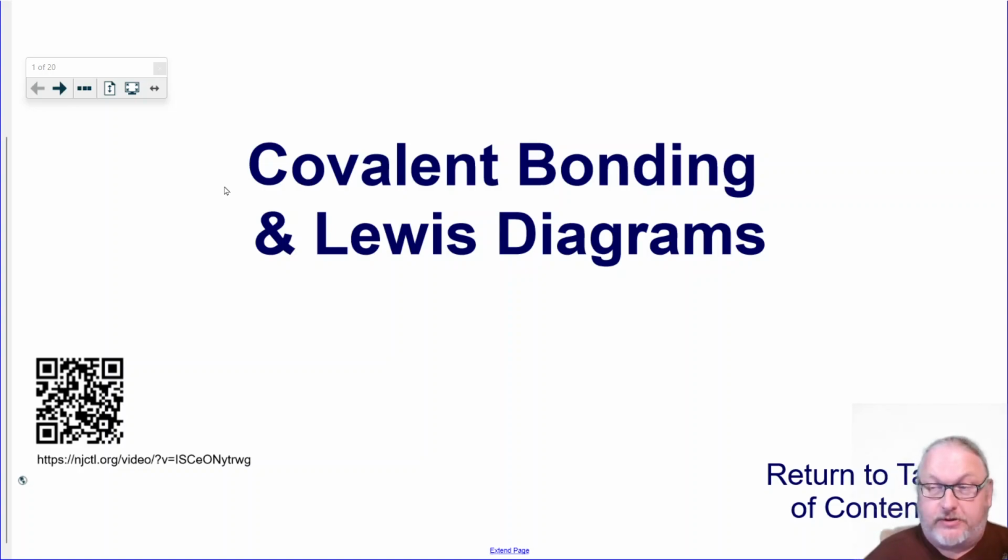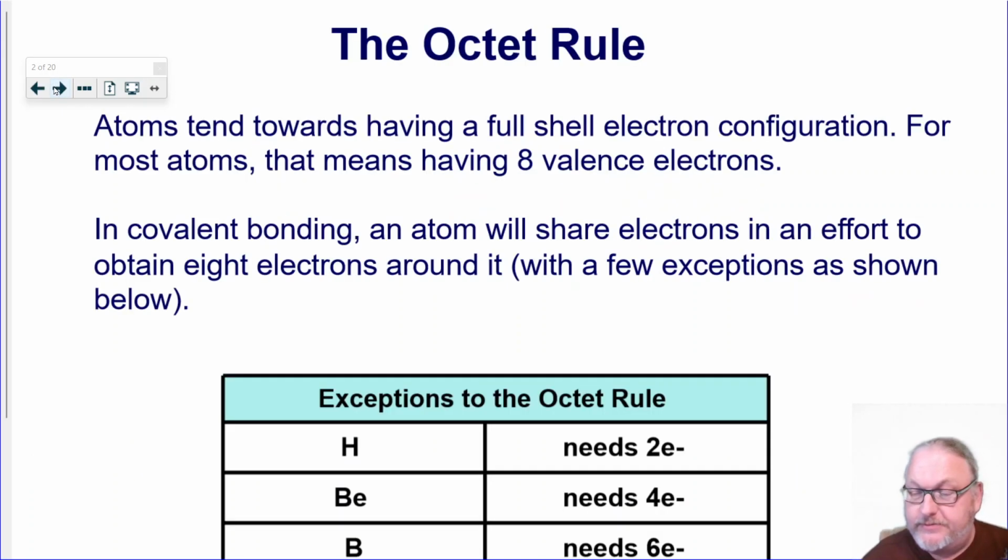We're getting ready to learn how to draw Lewis diagrams, and a very important little deal: let's remember the octet rule. Atoms tend to have a full valence shell configuration, so for most atoms that means it wants to have 8 valence electrons. When we do covalent bonding, molecular bonding, the atom will share electrons in an effort to get those 8 electrons around it. Now there are some exceptions.